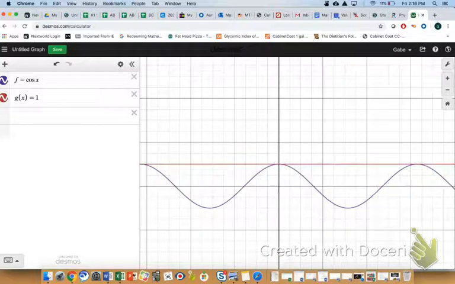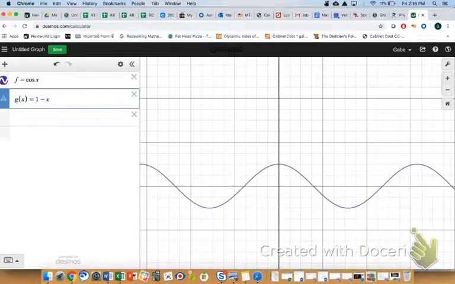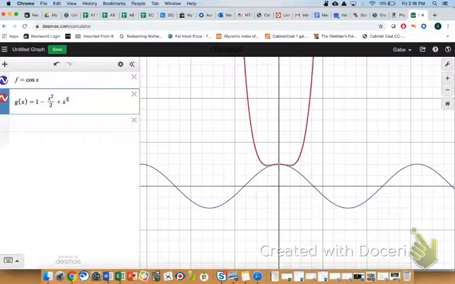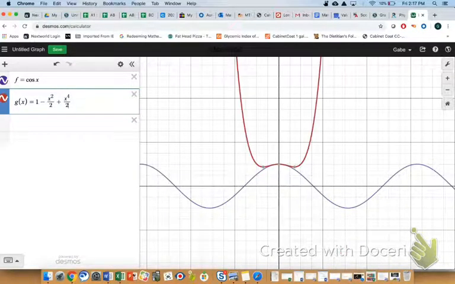By the way, isn't cosine even? Y-axis symmetry? It's going to be 1 plus x squared, close, minus x squared. Watch this. Plus x to the 4th over 4 factorial, which is 24. It's a pretty good tangent parabola.